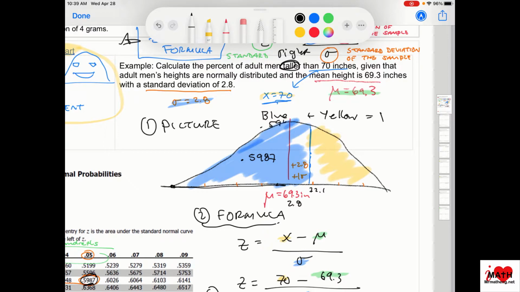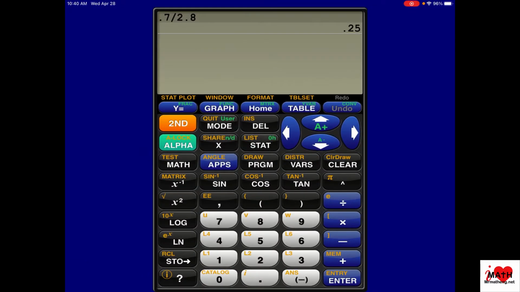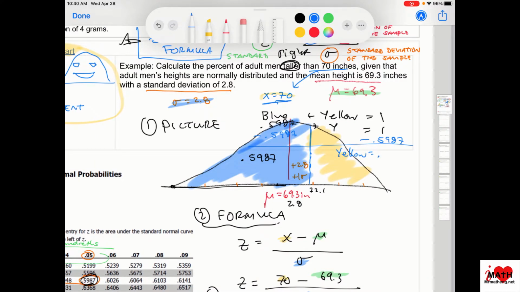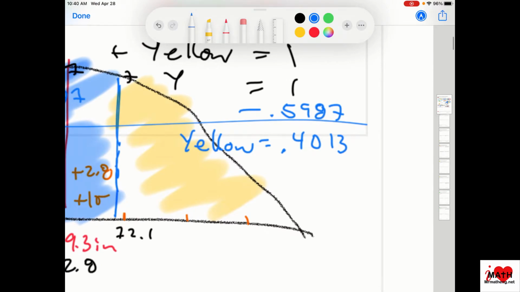So I'm just going to write 59.87 plus the yellow equals 1. And if we just subtract 0.5987, we will get the yellow to equal 1 minus 0.5987. That gives me 0.4013. Because remember, if you add those two values, they equal 1. I'm just trying to prove that to you. So 0.4013. Remember, to go from a decimal to a percent, you multiply by 100, and you'll basically get the yellow to be 40.13%.